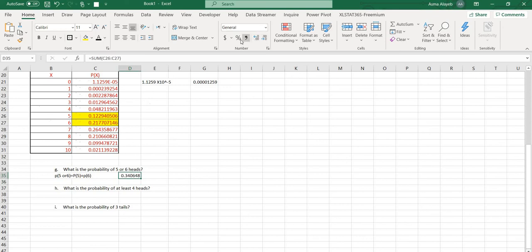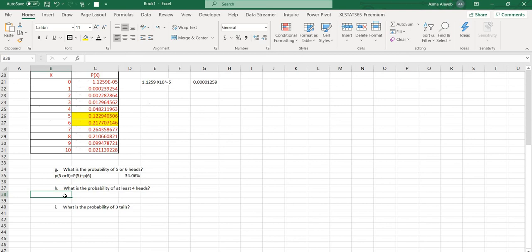I'm going to round it. I'm going to turn it into a percentage. You can leave it as a decimal. Actually, I encourage you to leave it as a decimal. You're going to round it to 4 decimal places, or you're going to turn it into a percentage and then add 2 decimal places to that percentage. Either way. The next question says, what is the probability of at least 4 heads?